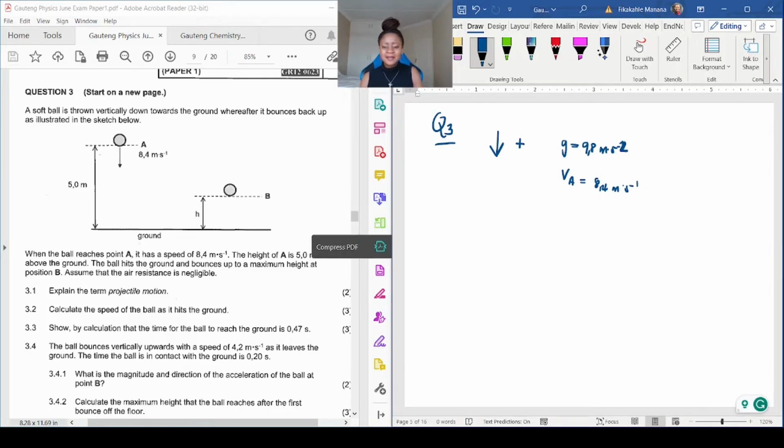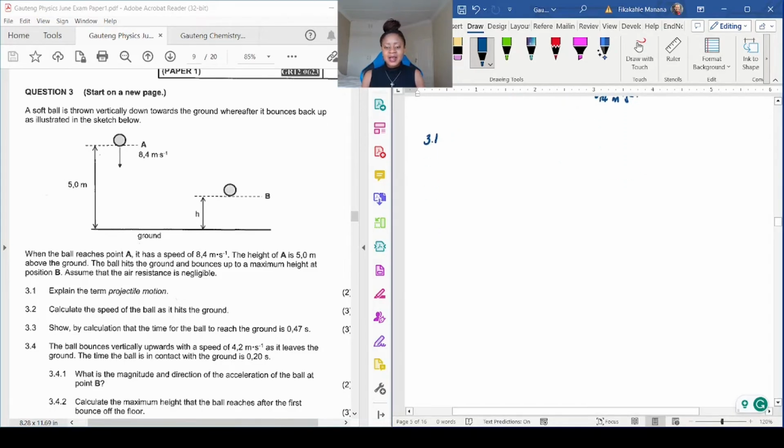So now 3.1, explain the term projectile motion. Well, basically, it's a body or a projectile that only has the gravitational force acting on it. That's how I would explain it. And then 3.2, calculate the speed of the ball as it hits the ground.